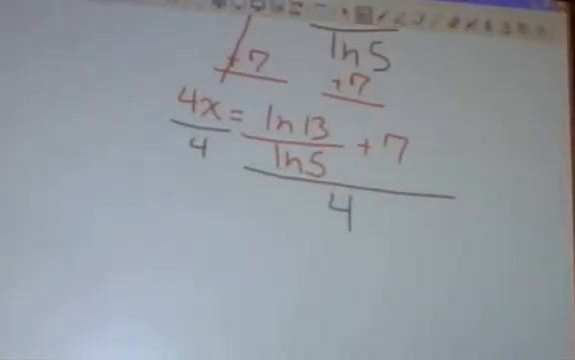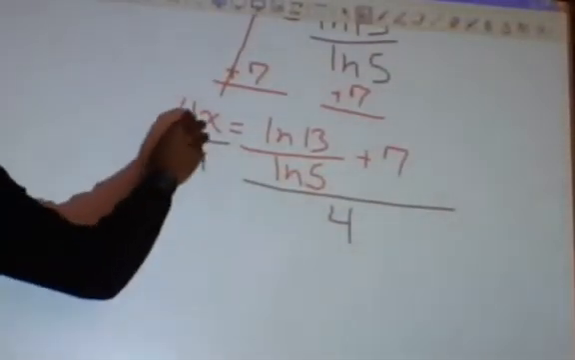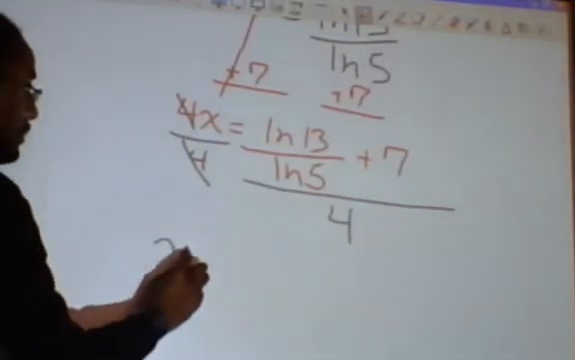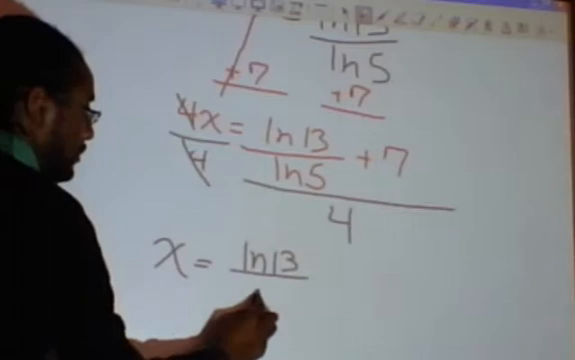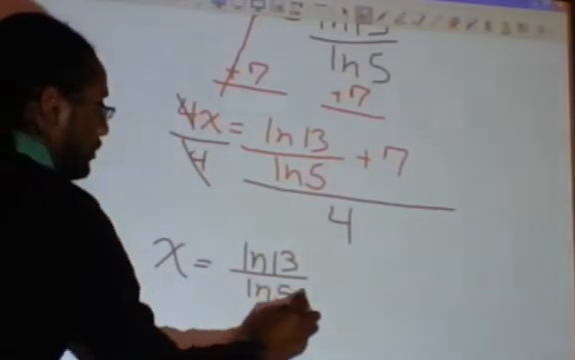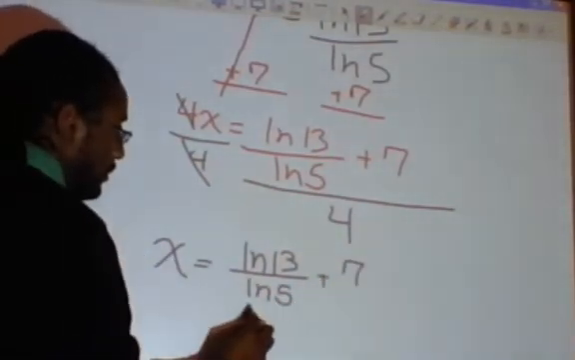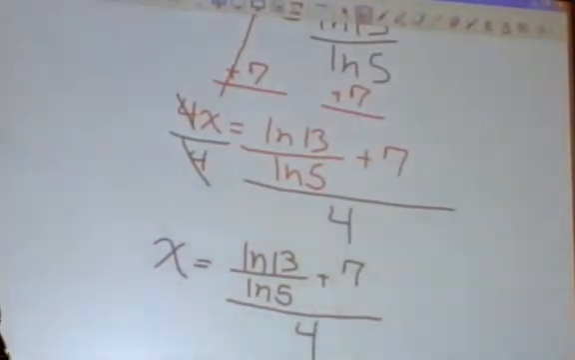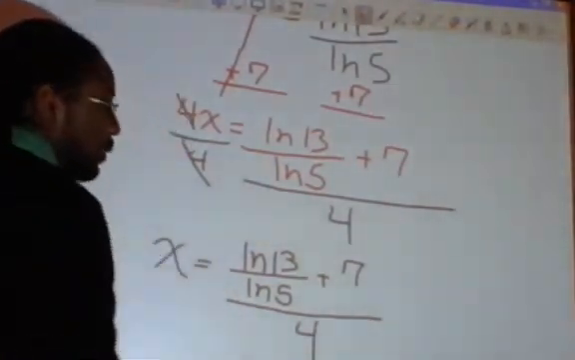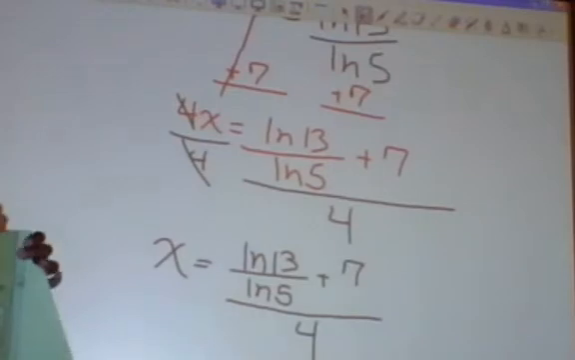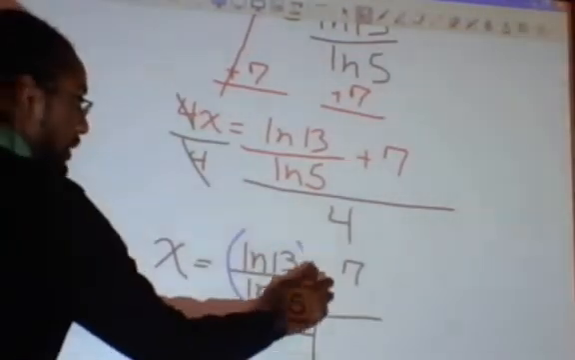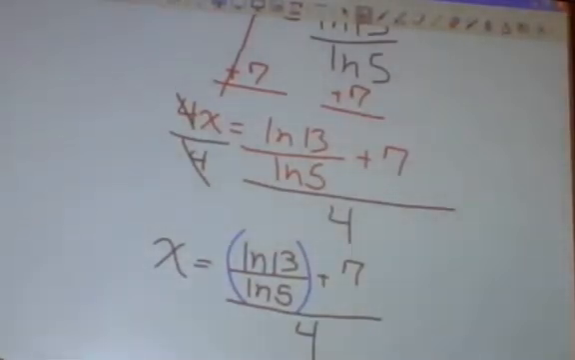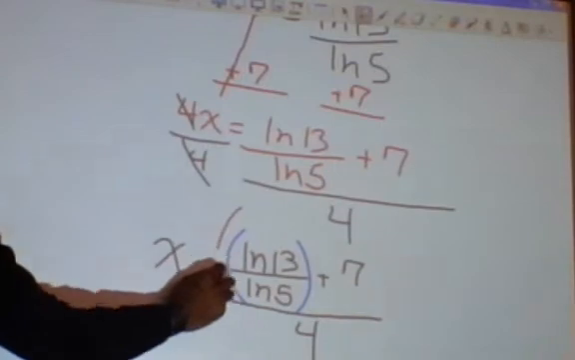This is what I was talking about. You have to make sure you put it in the calculator correctly at the end. So when you put it into the calculator, you're going to need to put a couple of parentheses in here. You need to have parentheses around the natural log 13 over natural log 5, and you also need to have parentheses around the whole top part.